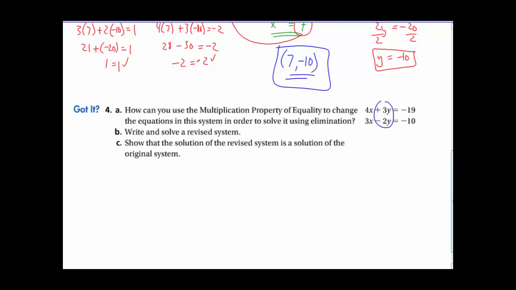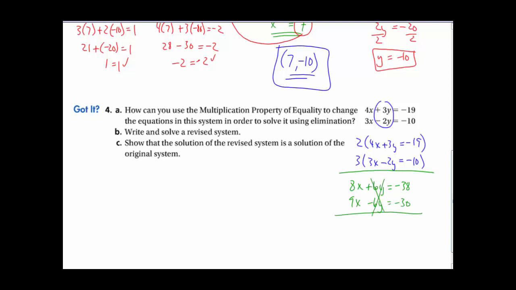So we can again try and eliminate these y's. By doing that, we could use again 6. So if we multiply a positive 2 to the top equation, and if we multiply just a positive 3 to the bottom equation, we should get the y's to cancel. By doing this, we're going to get 8x plus 6y equals negative 38, and 9x minus 6y is equal to negative 30. Draw a line, these are gone. Add down, we get 17x equals negative 68.